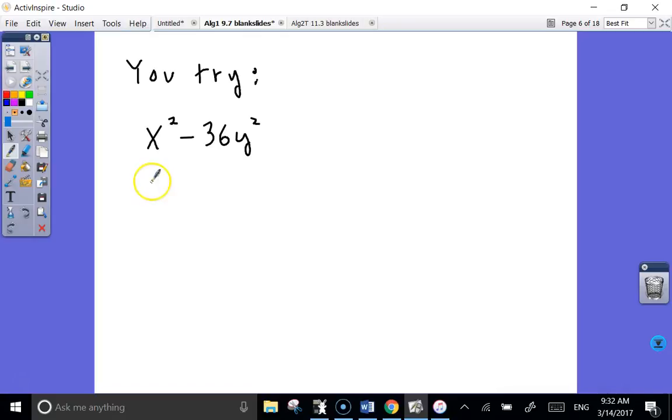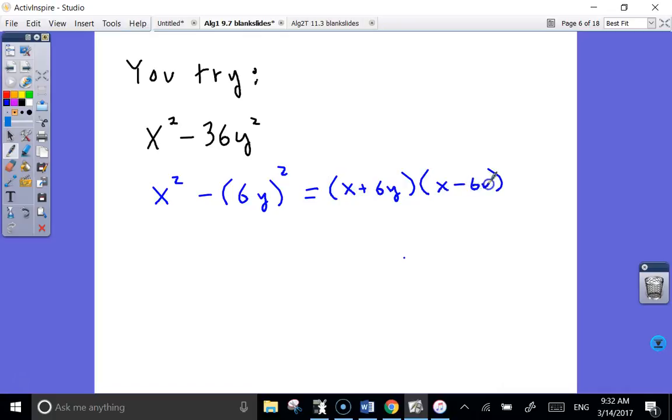So let me show the intermediate step here. What is it that's being squared in the second term? It's actually 6y, 6y squared. So now what does the difference of squares formula say that should be our factor? x plus 6y, x minus 6y.